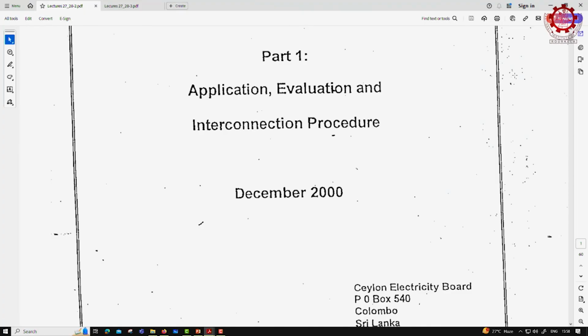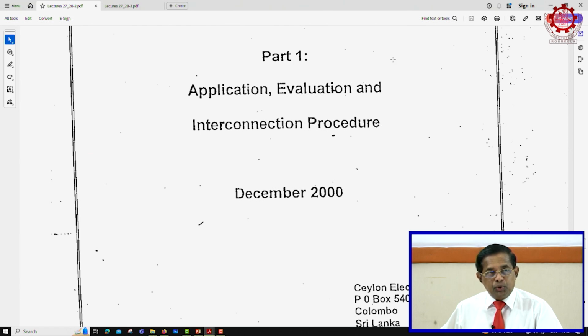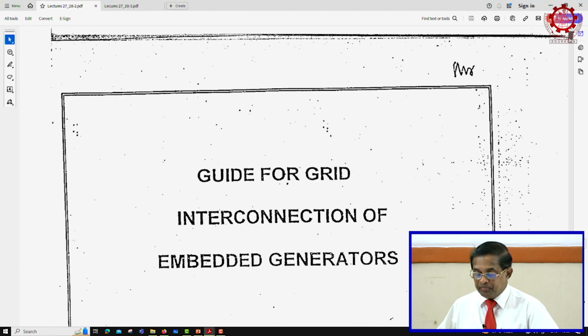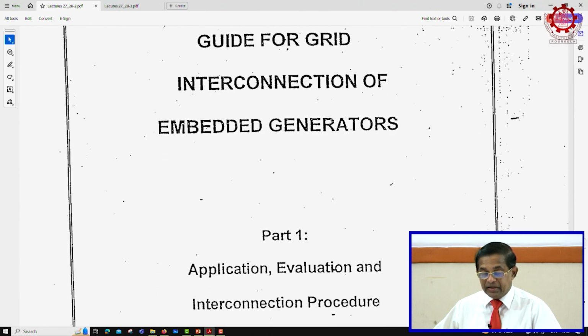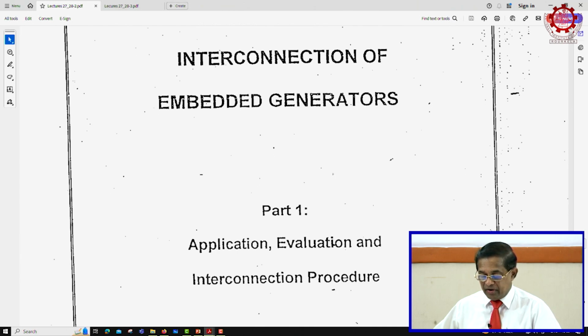For that, each electricity authority has published what is called a grid code. Grid codes are available in every utility, depending on its own technical parameters and protection requirements. This is the grid code applicable in Sri Lanka, published by Ceylon Electricity Board. If we are going to construct a power plant, this is applicable not only for hydropower plants but for solar, wind, any technology. It is the application evaluation and interconnection procedure, December 2020, a guide for grid interconnection of embedded generators, that is, generators coming into the distribution network.